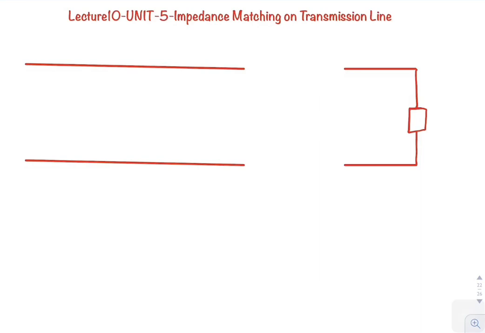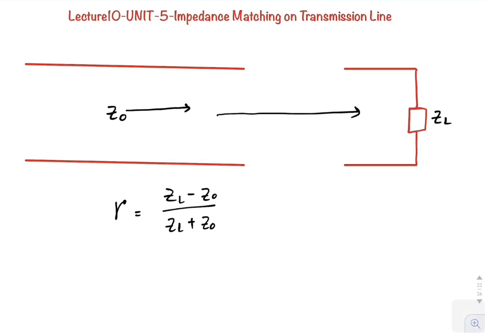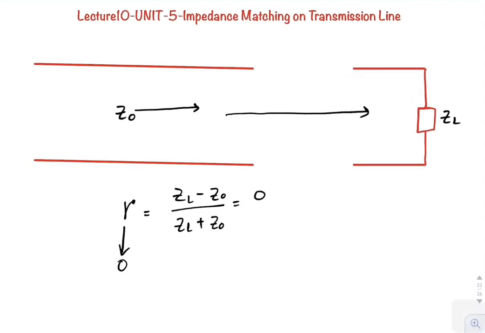In this lecture, we are going to see how to match a transmission line whose characteristic impedance is ZO with a load impedance of ZL. As we are aware, the reflection coefficient is given by ZL minus ZO by ZL plus ZO. In order to transfer maximum power from the transmission line to the load, the reflection coefficient value must be equal to 0. If you want to make this reflection coefficient equal to 0, then the value of ZL must be equal to ZO.